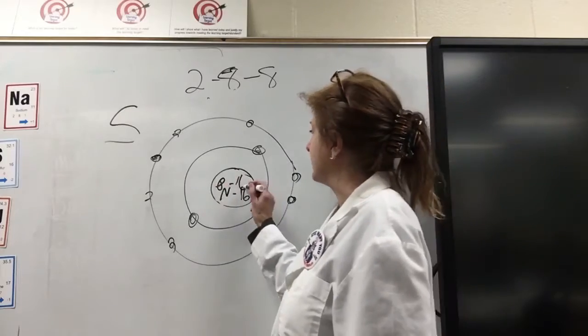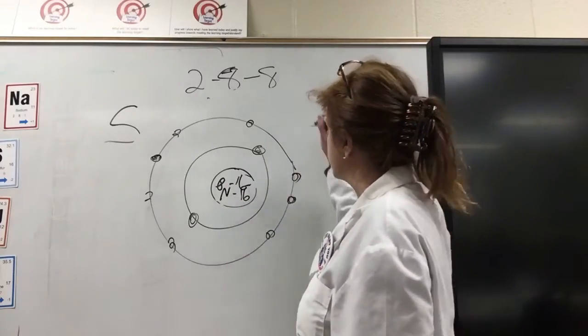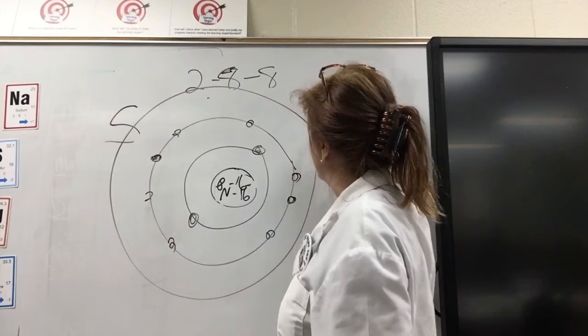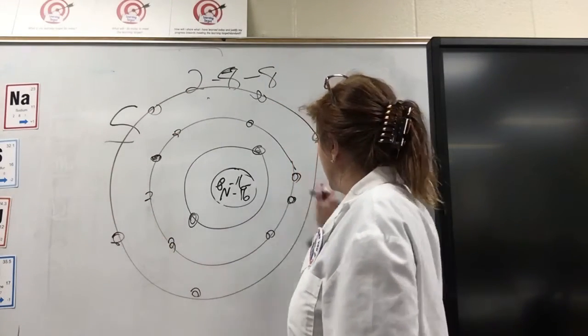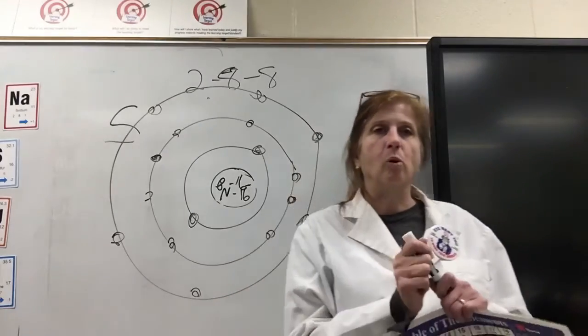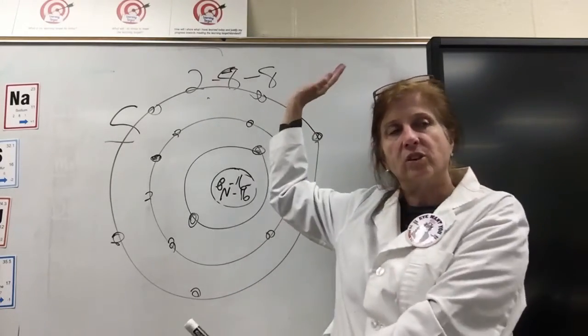And now I've got to get to 16. So I've got to put 6 more on the third level. 1, 2, 3, 4, 5, 6. And that's the Bohr model for sulfur.